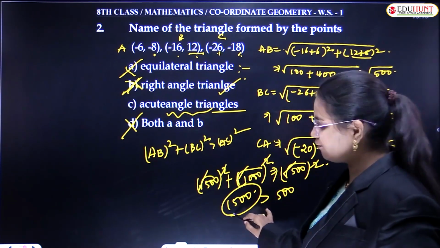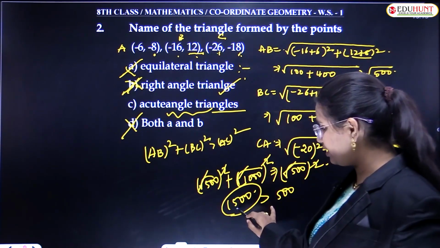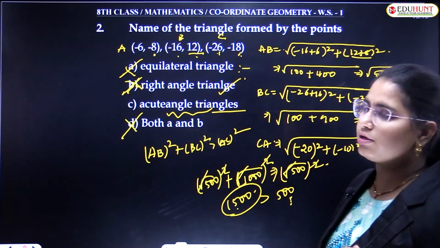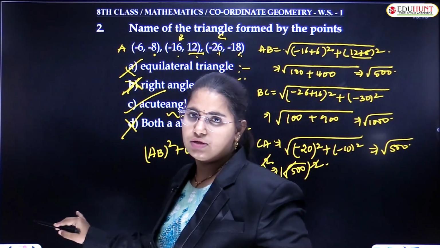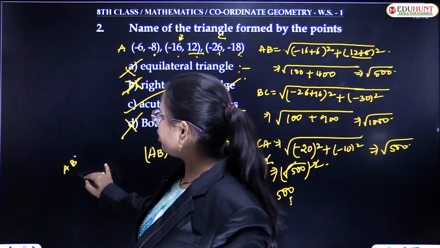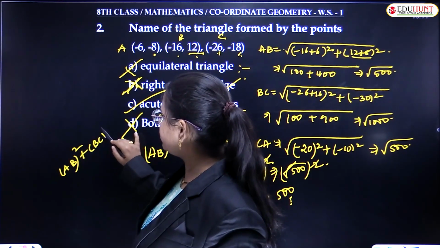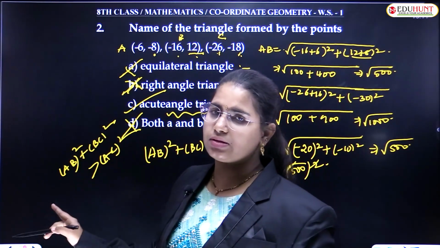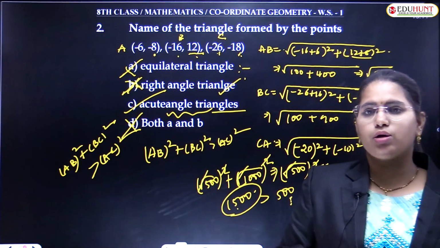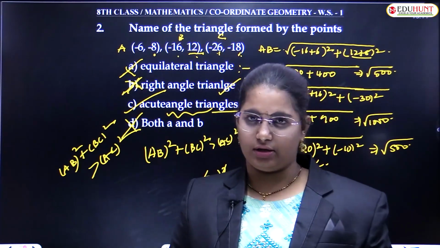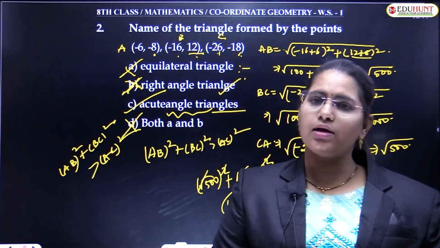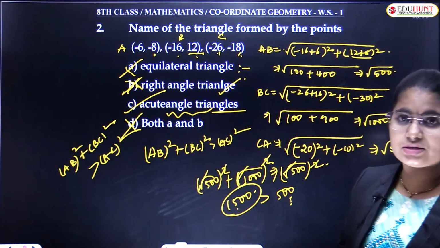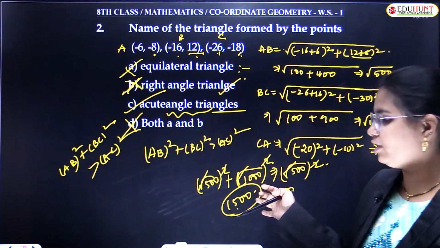Sum of squares of any two sides, if it is greater than the remaining third side, then such type of triangle is called an acute angle triangle. So I will tell you, the sum of squares of any two sides must be greater than the remaining side, which is AC. If it happens like this, then we can conclude it belongs to acute angle triangle. So from the given options we can conclude it is an acute angle triangle. Am I clear with this problem? By using the concept of distance formula, we have made the problem very easy, right?